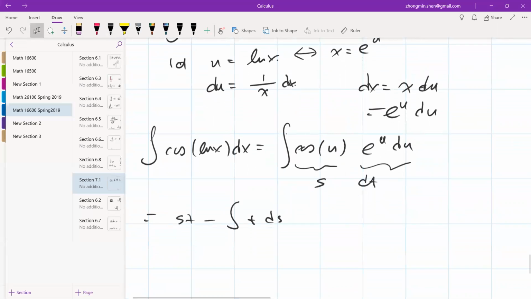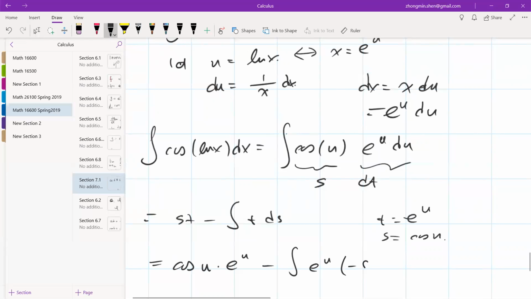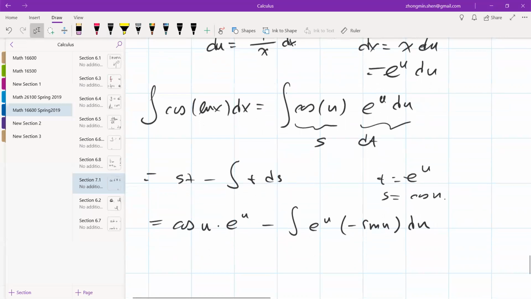So what is s? Cosine u. What is dt? I think t should be just e to the u, okay? S should be cosine u, so dt is just e to the u du. So I'm going to get cosine u times e to the u minus the integral of e to the u times d of cosine u, which is going to be negative sine u du. You still end up with a similar cycle. So you are going to get cosine u e to the u plus the integral of e to the u sine u du.